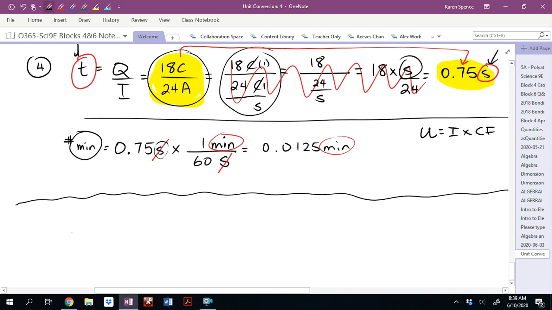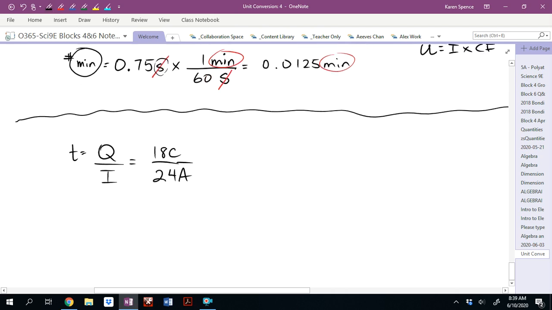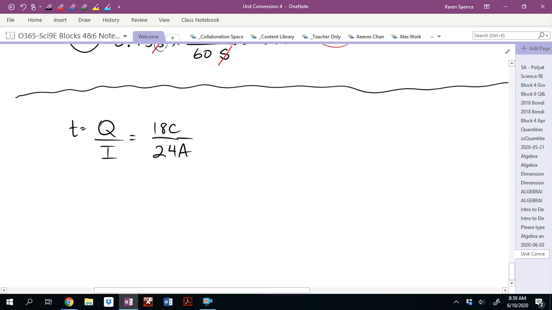So we had T is equal to Q over I, so time is equal to the charge divided by the current, and we had 18 coulombs over 24 amps. Now I'm just going to get rid of all the numbers altogether, and we're just going to work with the units to start with. So we have coulombs over amps. That's our unit.